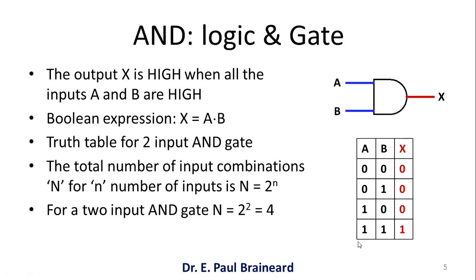Now let us write the possible combinations for the 2 inputs and find out the output for this particular AND gate. As I said earlier, if all the inputs are passed, that is, if all the inputs are at logic high, only then the output is high. This is how the truth table for AND gate looks.